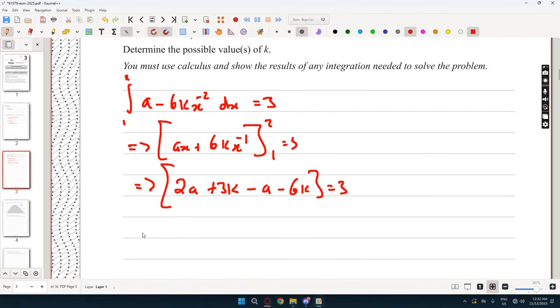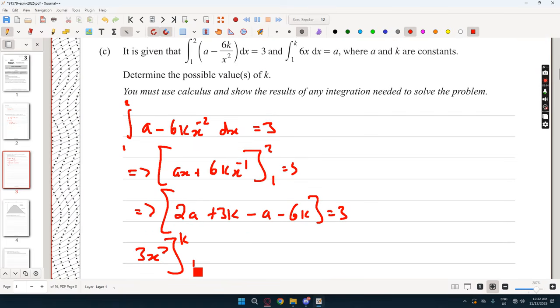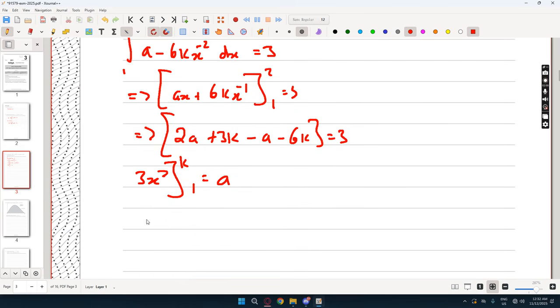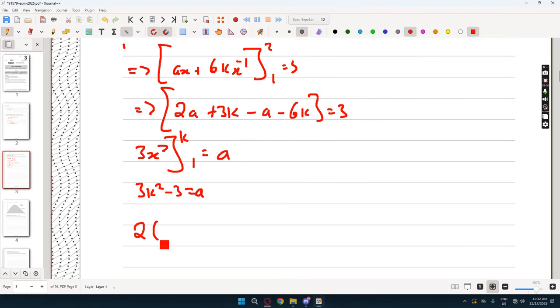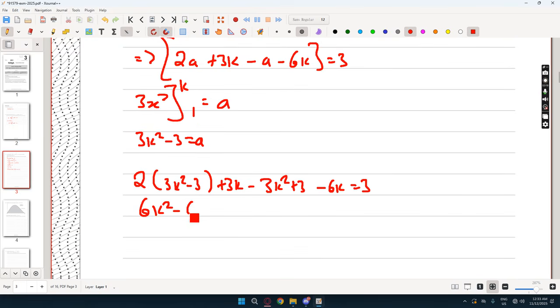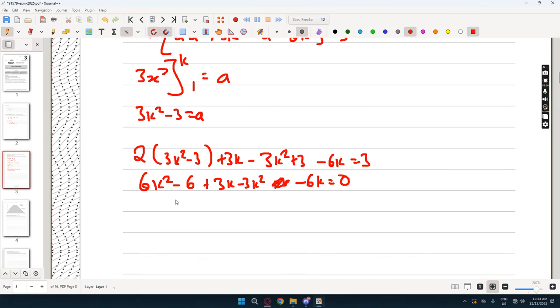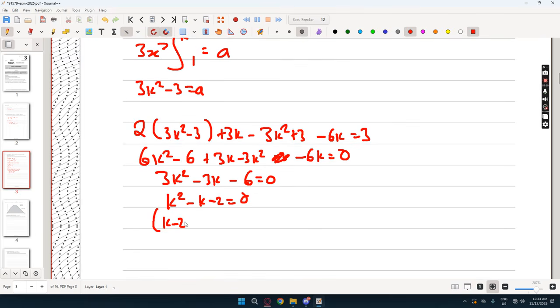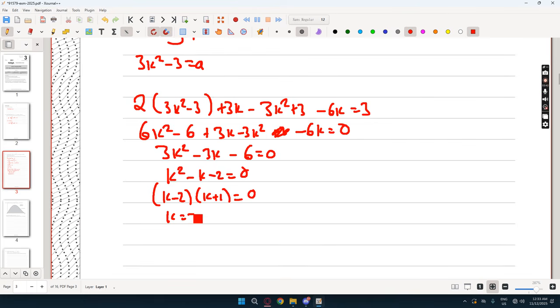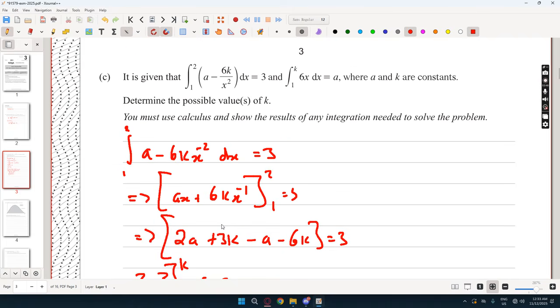And we also know that 3x squared evaluated from k to 1 equals a. So 3k squared minus 3 equals a. Alright, so 2 lots of 3k squared minus 3 plus 3k minus 3k squared plus 3 minus 6k equals 3. 6k squared minus 6 plus 3k minus 3k squared minus 6k equals 0. 3k squared minus 3k minus 6 equals 0. k squared minus k minus 2 equals 0. Minus 2 plus 1, so k minus 2, k plus 1 equals 0, so k equals 2 or minus 1. Does that make sense? Meh, hopefully it does.